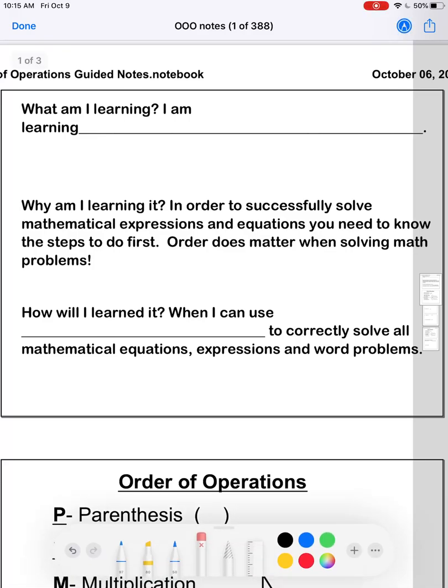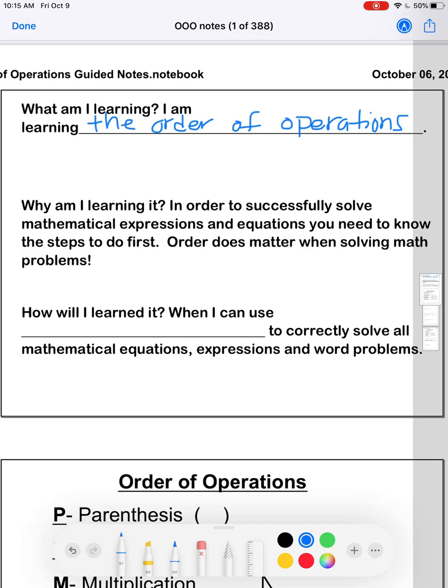All right, so today we are going to be learning about the order of operations. So what am I learning? The order of operations. Okay, why am I learning it?